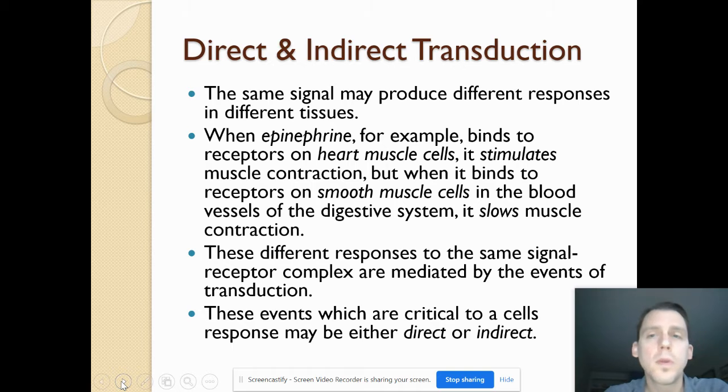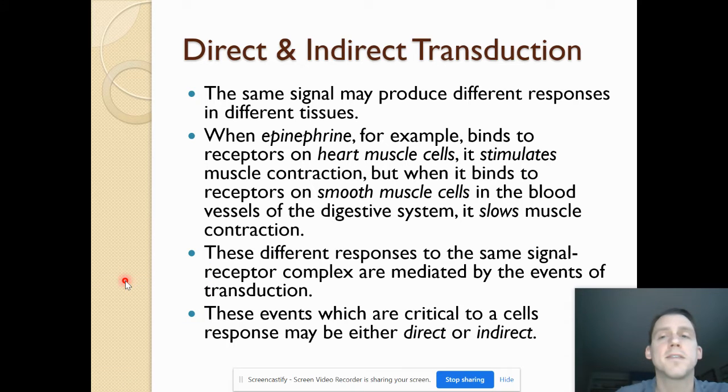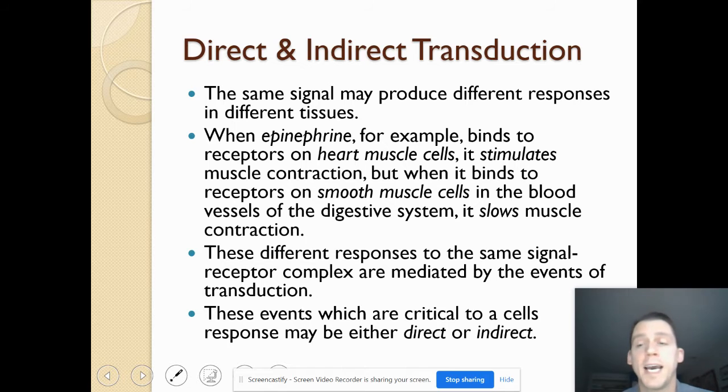A few important things to keep in mind here. The same signal may produce different responses in different tissues. This is really a key point: when one of your cells releases a signal, it could attach to a few different types of cells, and those different types of cells can react differently.